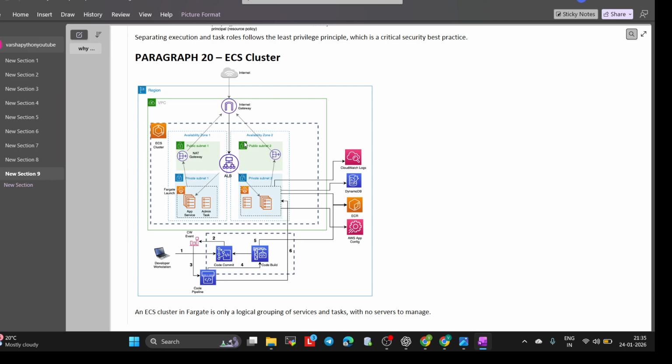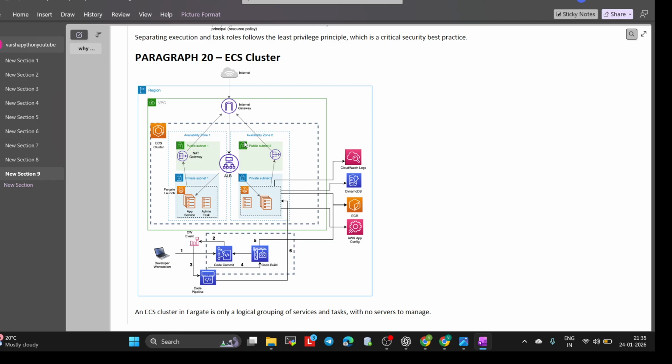So today's last topic is the ECS cluster, which is a logical grouping. Cluster is a point where many beginners get confused. An ECS cluster in Fargate is not a physical cluster of servers. It is simply a logical grouping of ECS services and tasks. When we use Fargate, we do not manage EC2 instances, auto scaling groups, or capacity providers manually. Instead, AWS manages the compute layer completely.